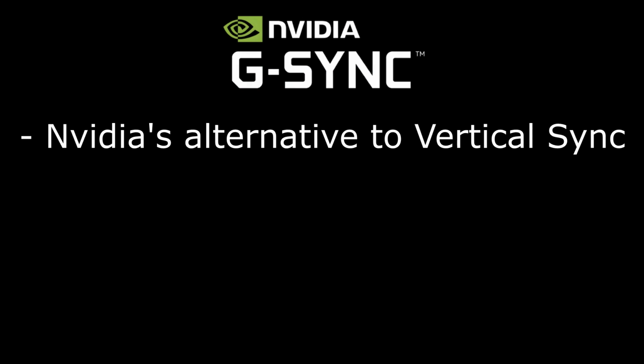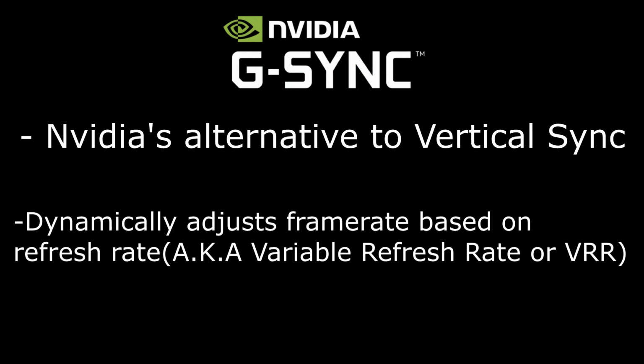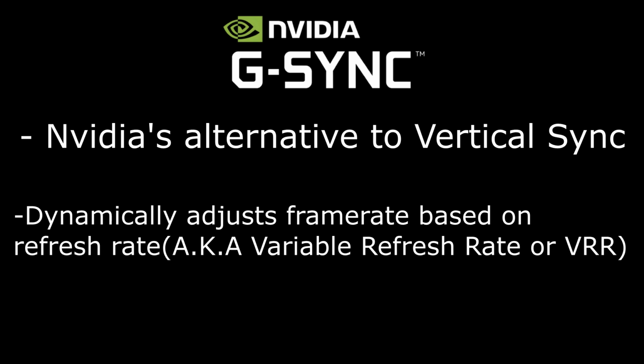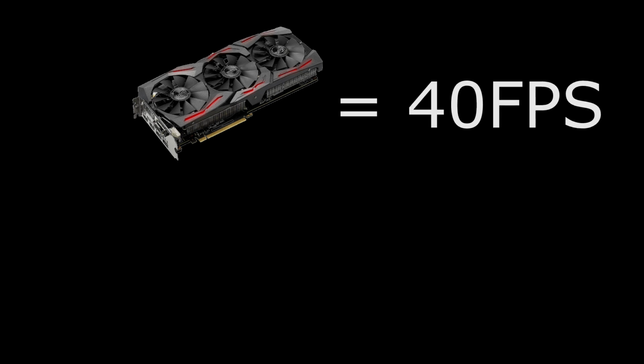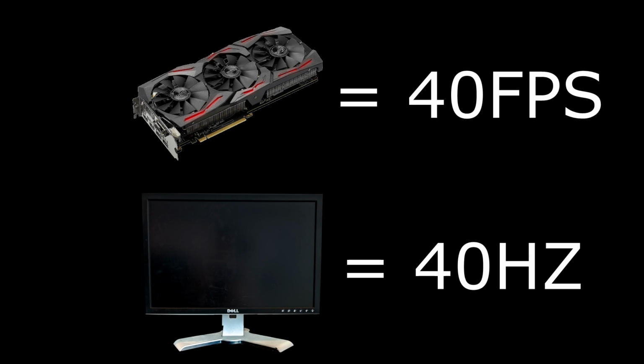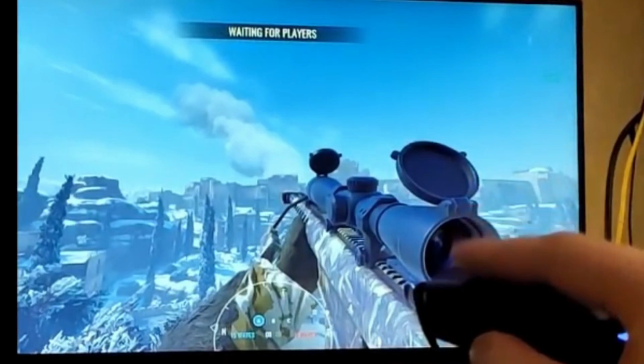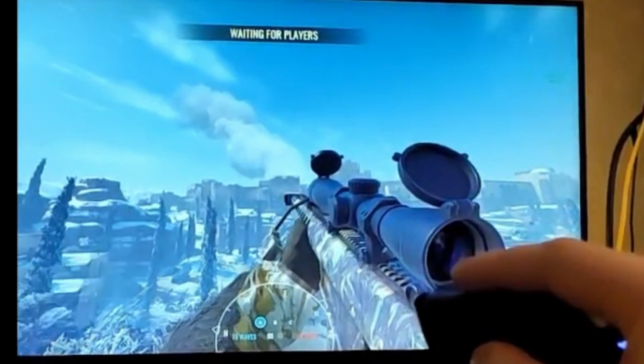G-Sync is Nvidia's alternative to V-Sync and works by dynamically adjusting your display's refresh rate to match the frame rate being output by the GPU. For example, when the GPU outputs 40 FPS, the display will also refresh at 40 Hz. This is done to eliminate screen tearing caused by the GPU waiting for the monitor's refresh cycle, as well as stuttering and reducing input lag, providing a more smooth and responsive gaming experience.